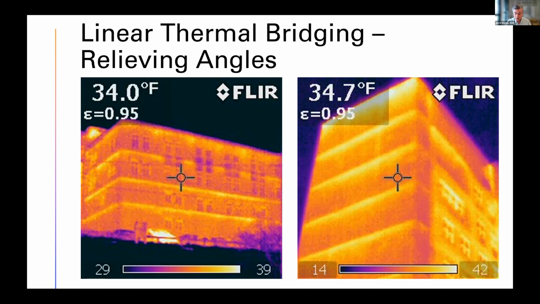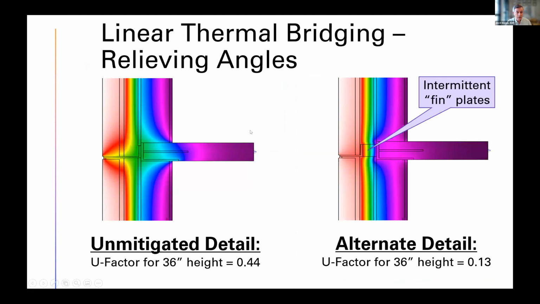So we took a little look, me and a committee with the sustainability committee. We looked at the unmitigated shelf angle detail with a steel angle continuous and going past the insulation that's ironically required for energy code and performance. But that steel represents a huge thermal bridge with a U factor for this 3-foot tall area of 0.44, which is worse than a really bad window.